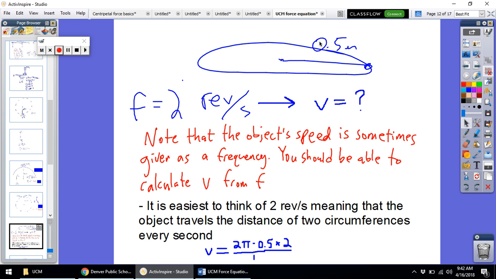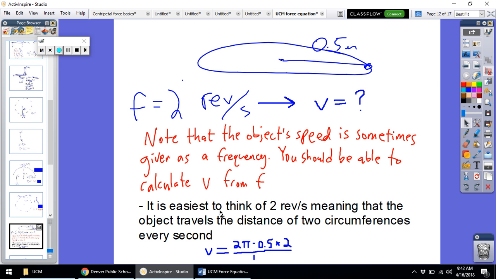Like if I'm spinning this car in a circle, I don't really know how fast that car is going. But one thing I might give you is something called a frequency. Like I might tell you, for example, that first problem, that the frequency is 2 revolutions per second. And from that, you should be able to find the speed, all right? So note that the object speed is sometimes given as a frequency. You should be able to calculate the v from f.